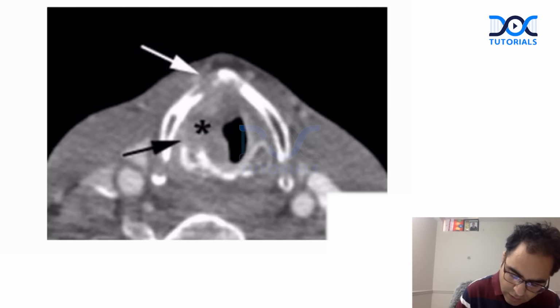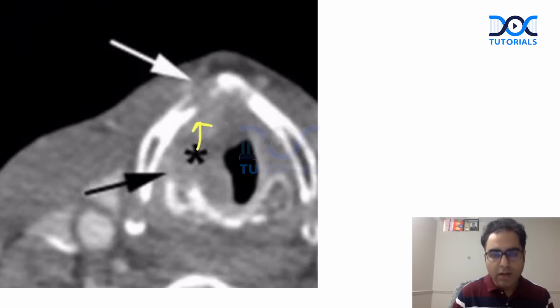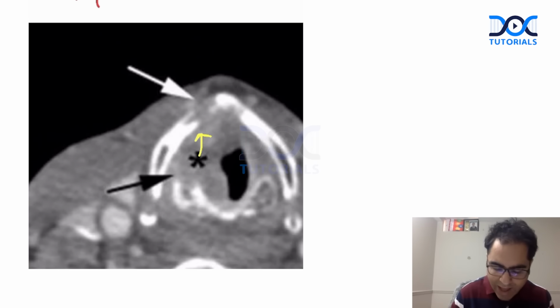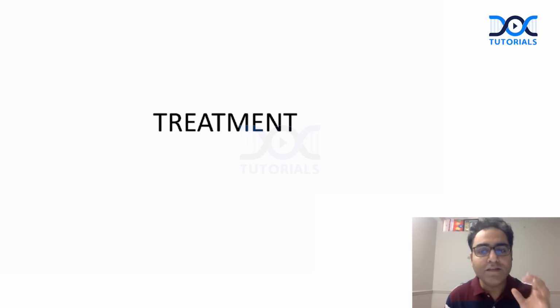Please see, this is the thyroid cartilage invasion. Can you see over there? The tumor has invaded thyroid cartilage and is trying to go extralaryngeal. This is actually the T4 stage of the laryngeal cancer. Okay, fine. Now let us discuss the treatment of this patient of cancer larynx.